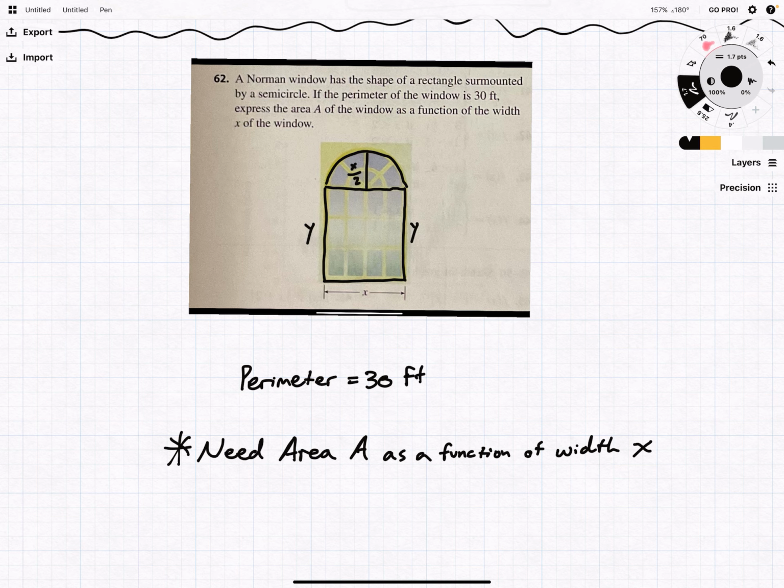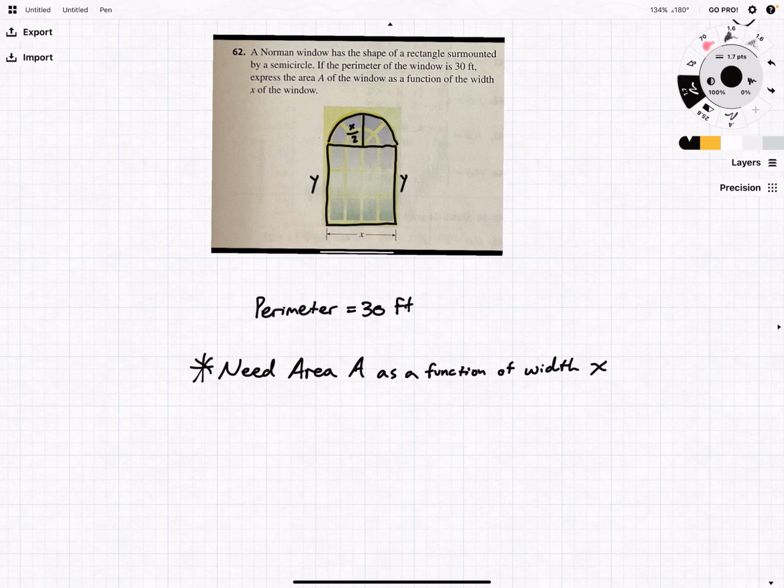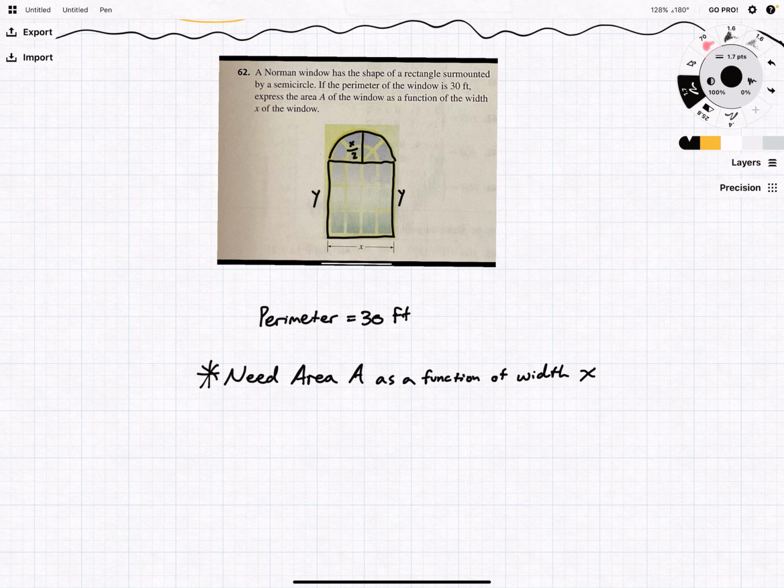Okay, so one of the challenges of that is we're going to have to figure out how to get this y here in terms of x. So with other problems, we'll have to set up a few equations, and then we'll go ahead and try to get all the variables on one side, perform a substitution, and then we should have everything in terms of x. So let's go ahead and start with our perimeter part.